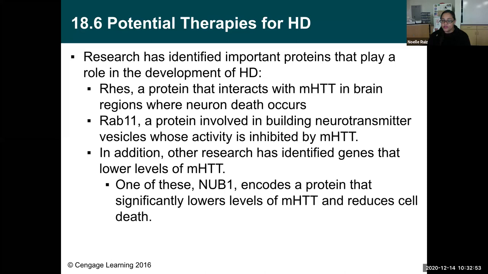In addition, other research has identified genes that lower the levels of mHTT, which is what we want. We don't want too much. One of these, NUB1, encodes a protein that significantly lowers the levels of mHTT and reduces cell death. So by identifying these genes and these chromosomes and these proteins, we've been able to develop therapies for people with Huntington's disease.